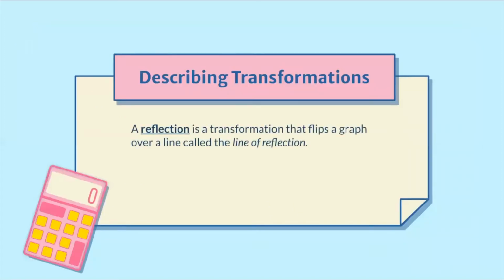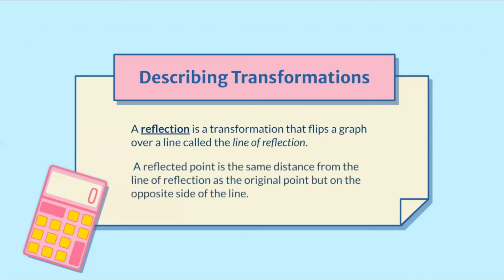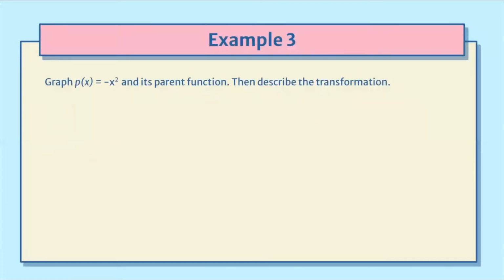The next transformation we're going to talk about is a reflection. It is a transformation that flips a graph over a line called the line of reflection. Any point that is reflected over this line of reflection is the same distance from the line of reflection as the original point was, but on the opposite side of the line. So we're going to try this example. Graph p of x equals -x squared and its parent function, and then describe the transformation.